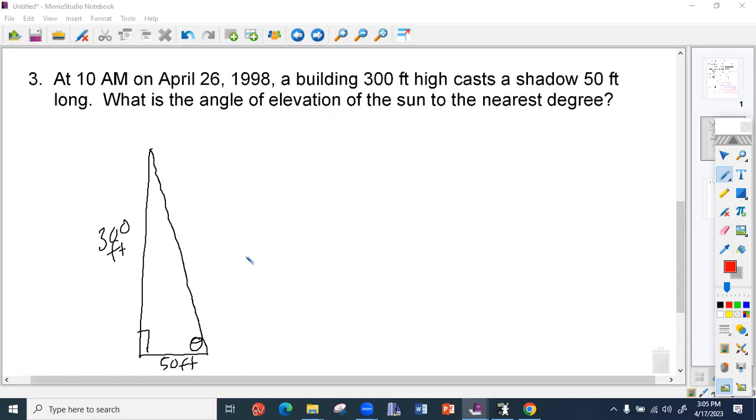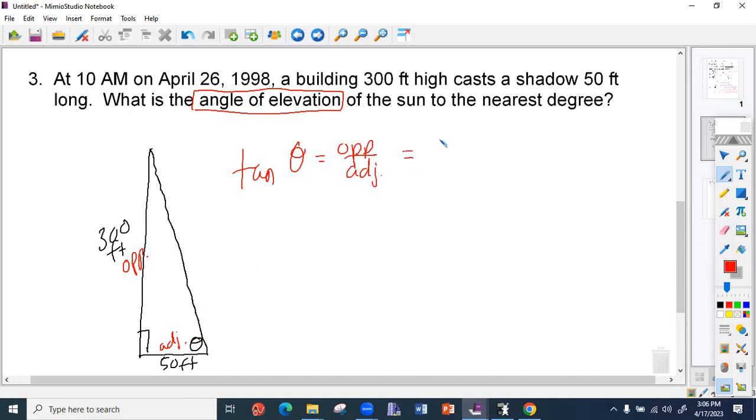So in this problem, we're not looking for a side. We're actually looking for an angle, because it says angle of elevation, right? So I'm still going to acknowledge what I have. In terms of this angle, what is my given information? I am going to use tan because I have my opposite side and my adjacent. Agreed? So we know that tan of theta equals opposite over adjacent.